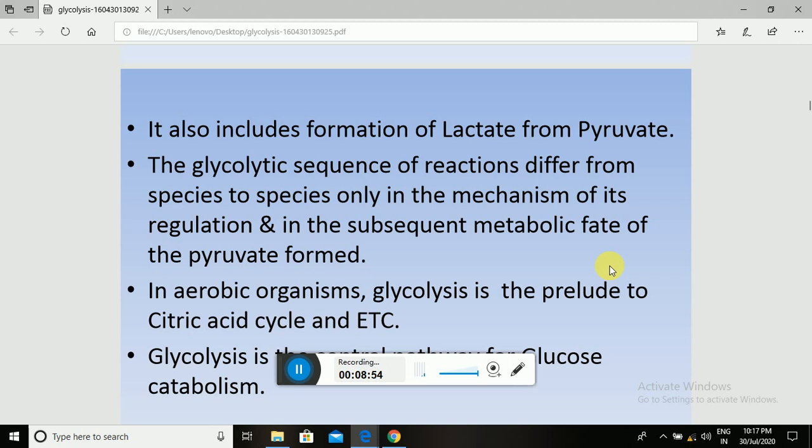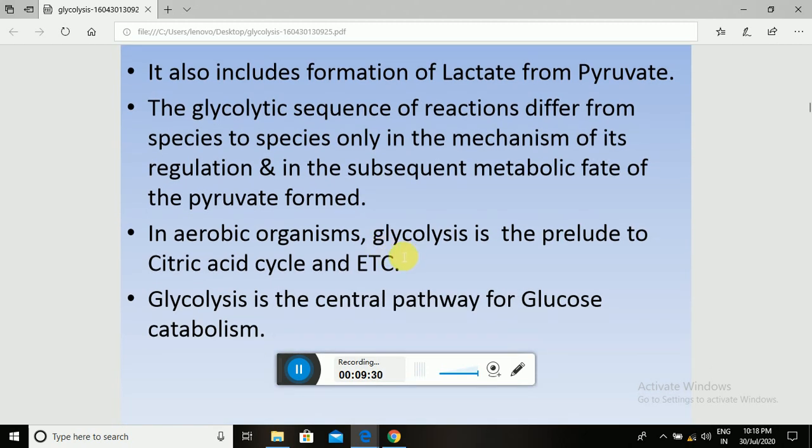The glycolytic sequence of reactions differs from species to species only in the mechanism of its regulation and in the subsequent metabolic fate of the pyruvate formed. The pathway is universal, but different species have different mechanisms or regulatory methods, so the pathway is regulated differently from species to species.